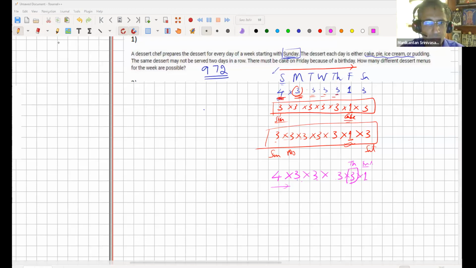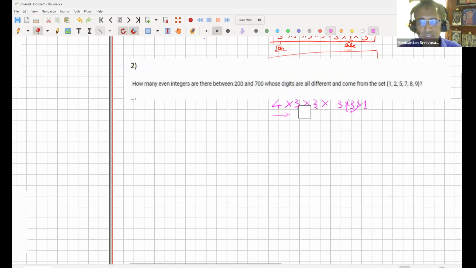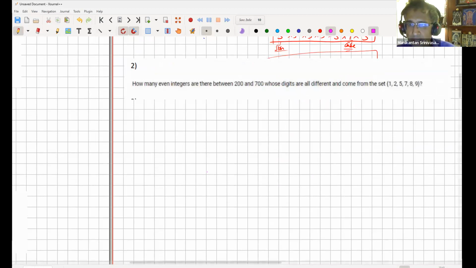Question 2. How many even integers between 200 and 700 whose digits are all different and come from the set 1, 2, 5, 7, 8, 9? Digits are all different. Okay, fine. Any answers, guys?